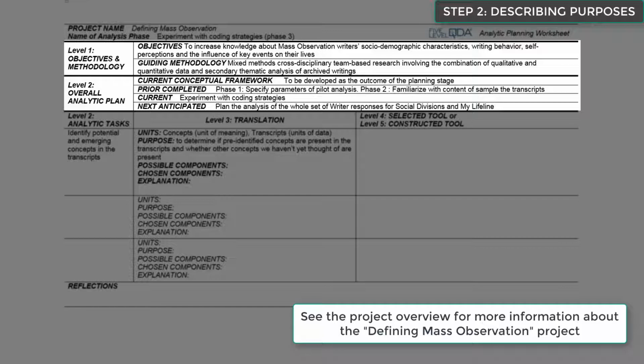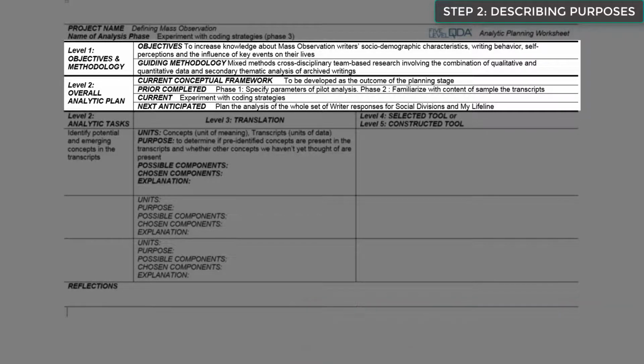Finally, referring back to the top part of the worksheet reminds us that generating a conceptual framework is the intended outcome of this phase of work. These aspects of strategy inform step 2 of translation, helping us to think explicitly about our purposes, and this is why the top part of the worksheet is always there.